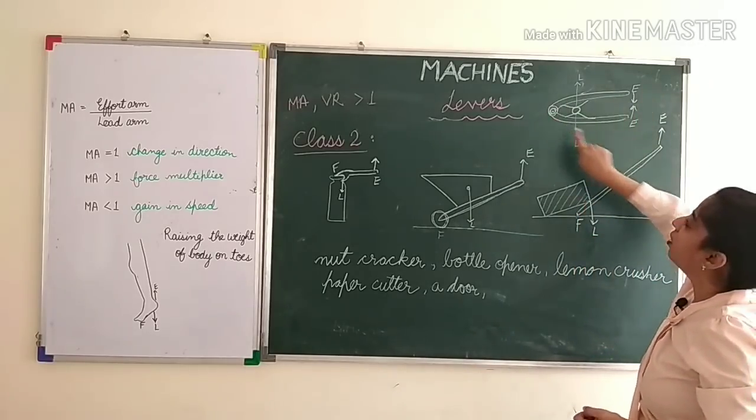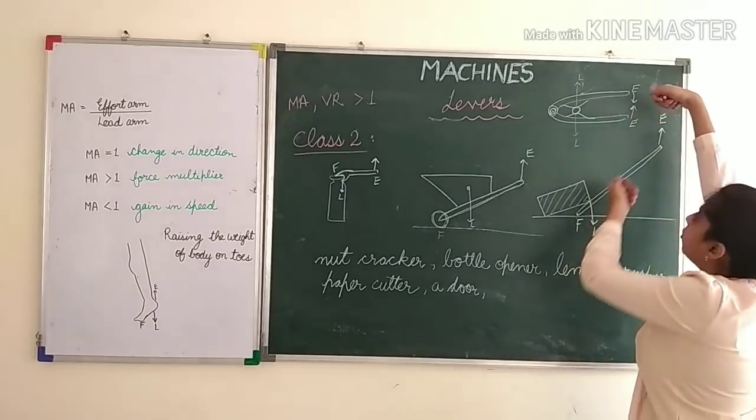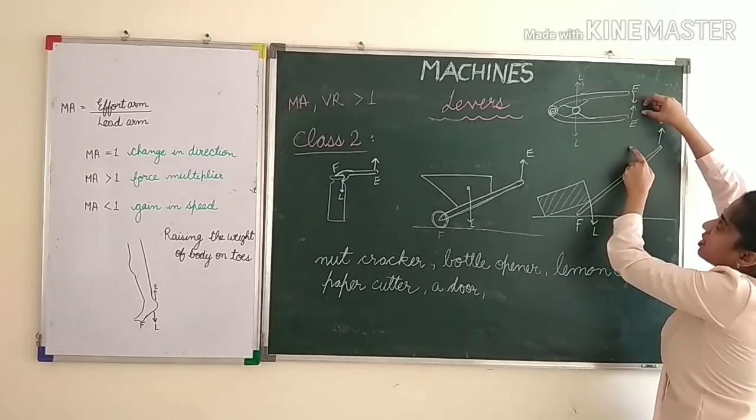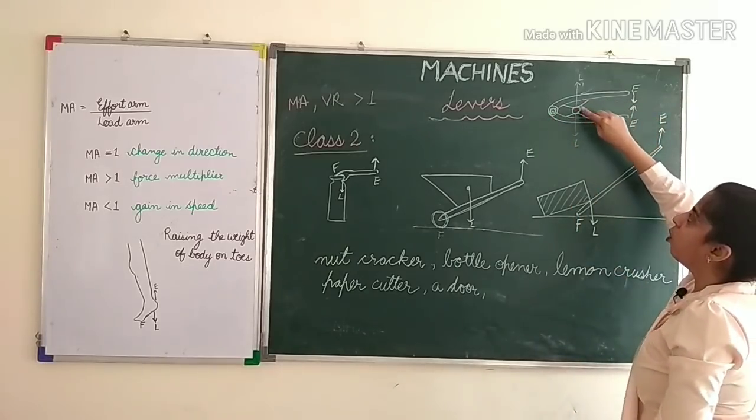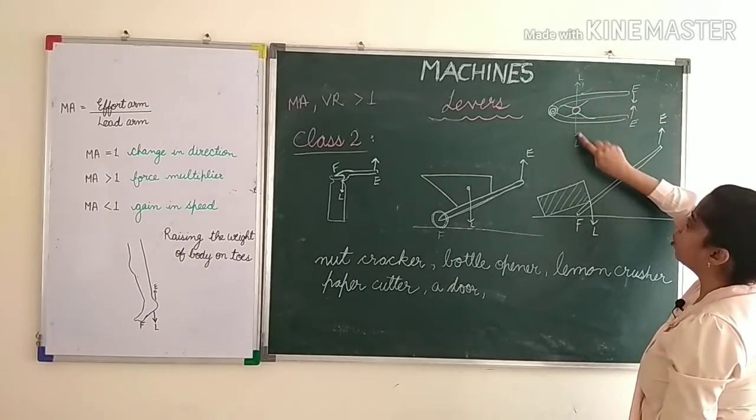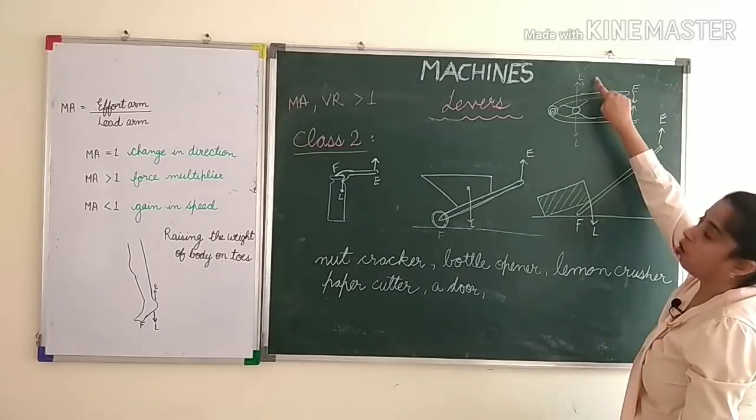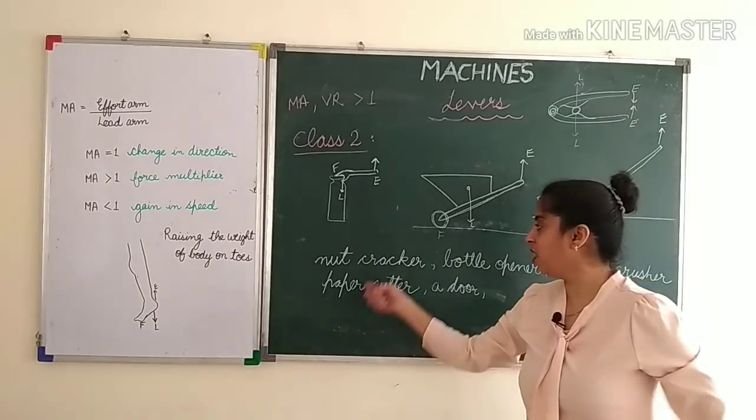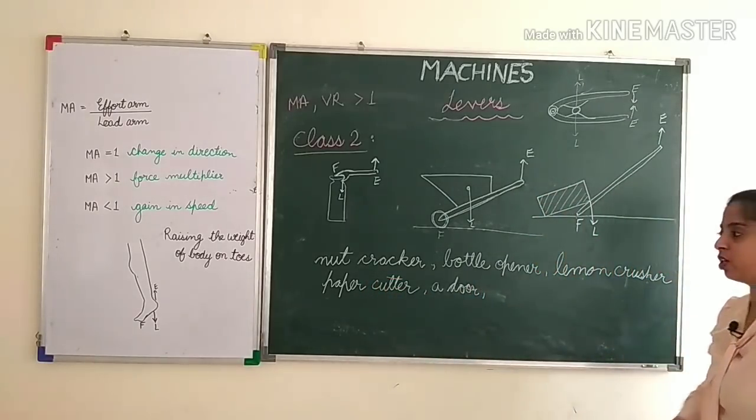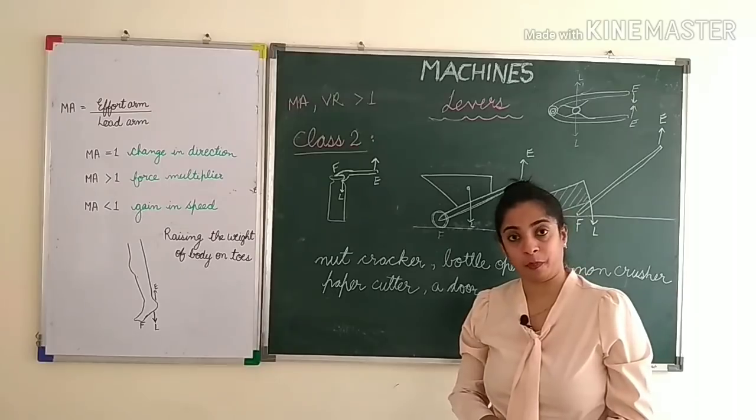In nutcracker or lemon squeezer, you squeeze it like this, so effort is like this, fulcrum is in the end because you have joined it, and load, when effort is up, here load is down. When effort is down, load is up. So they are in opposite directions. The other examples are nutcrackers, bottle opener, lemon crusher, paper cutter and a door.